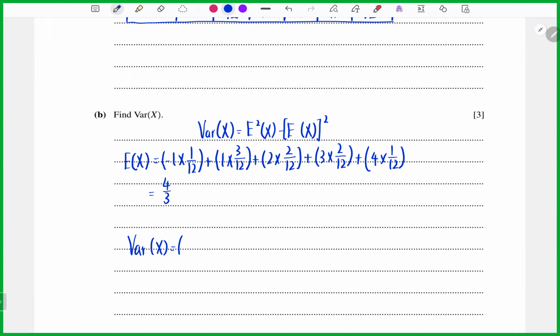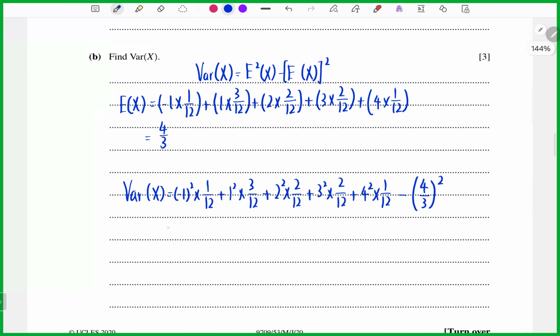Negative 1 squared multiply 1 over 12 plus 1 squared multiply 3 over 12 plus 2 squared multiply 2 over 12 plus 3 squared multiply 2 over 12 plus 4 squared multiply 1 over 12, minus 4 over 3 squared.